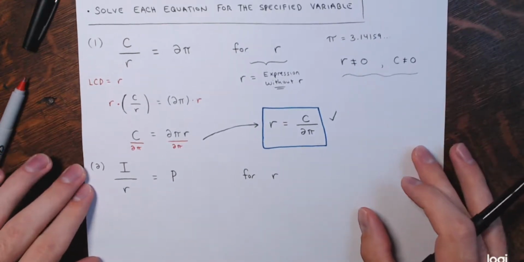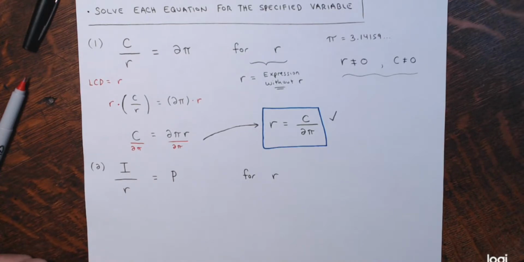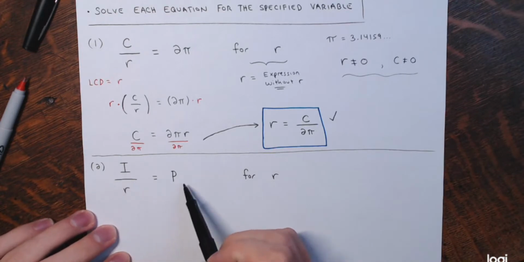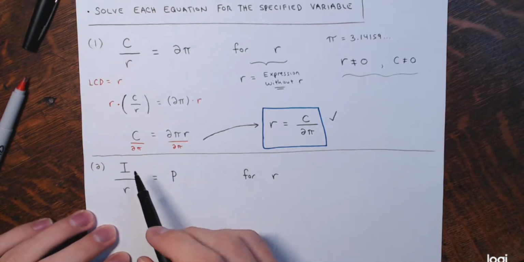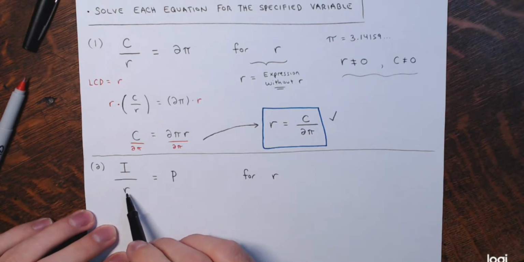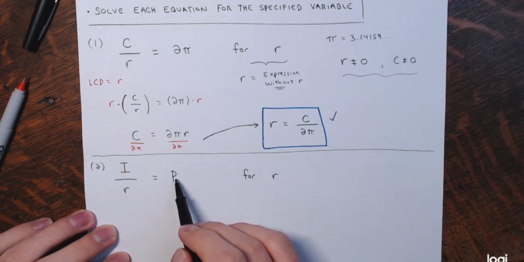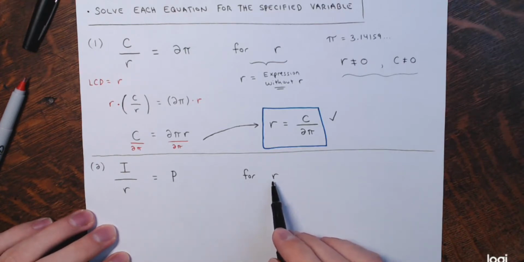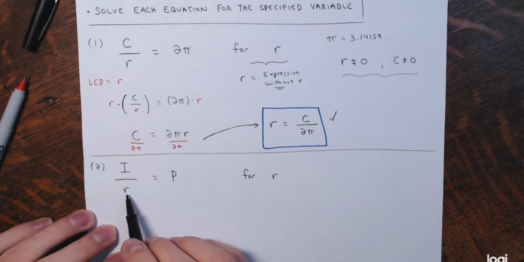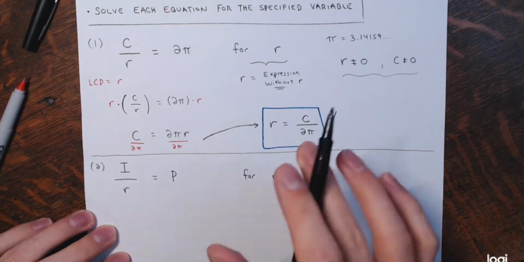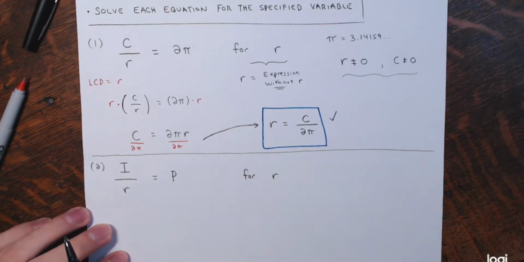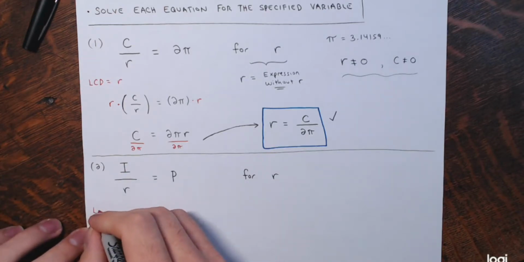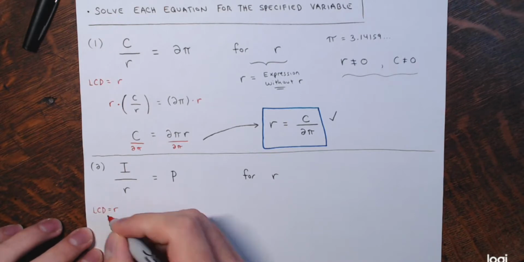Okay, example 2, pretty similar. Just separate these here. So we're given this formula, this equation with 3 variables. We have I divided by r equals p. And we're asked to solve for r again. So I want to get r all by itself on one side, and an expression without r on the other. So once again, the LCD here is just r. That's the only denominator.